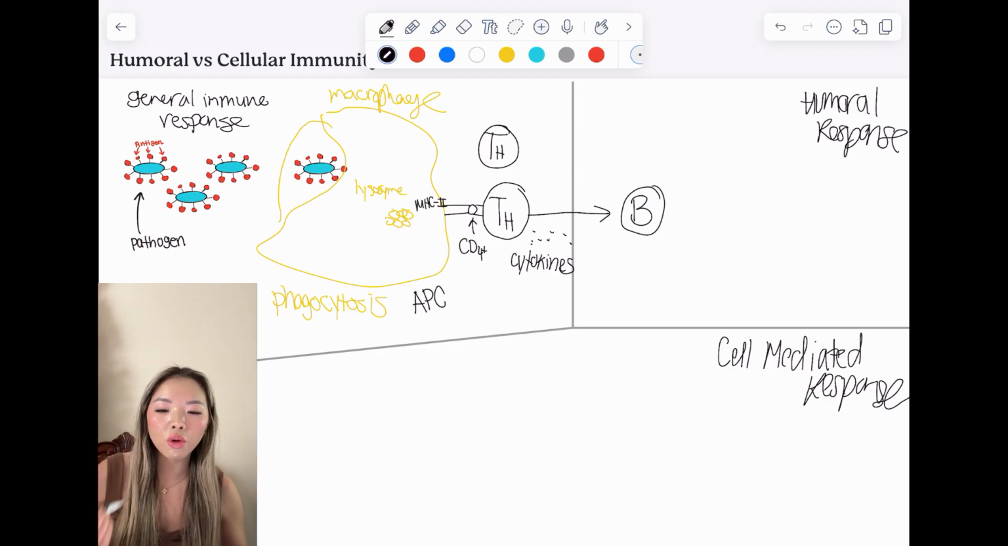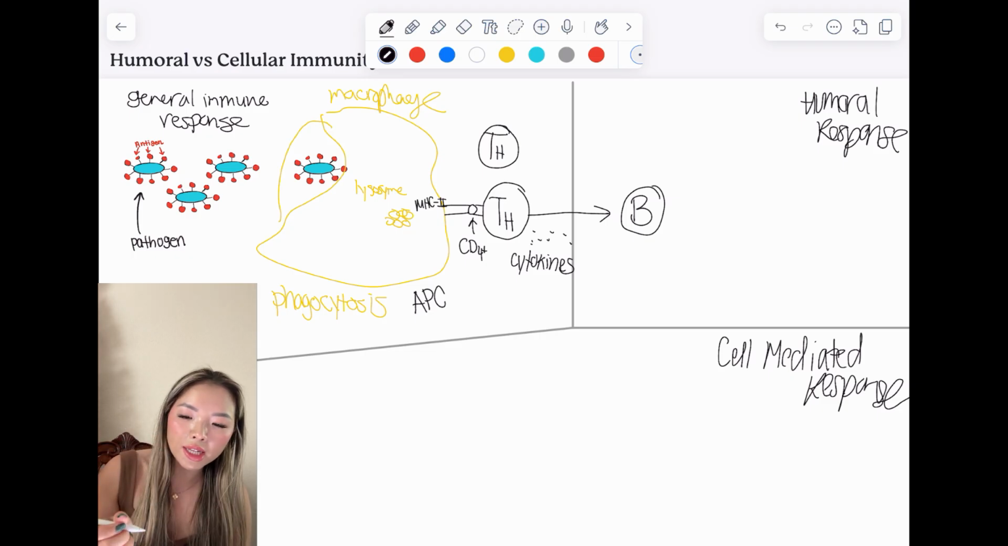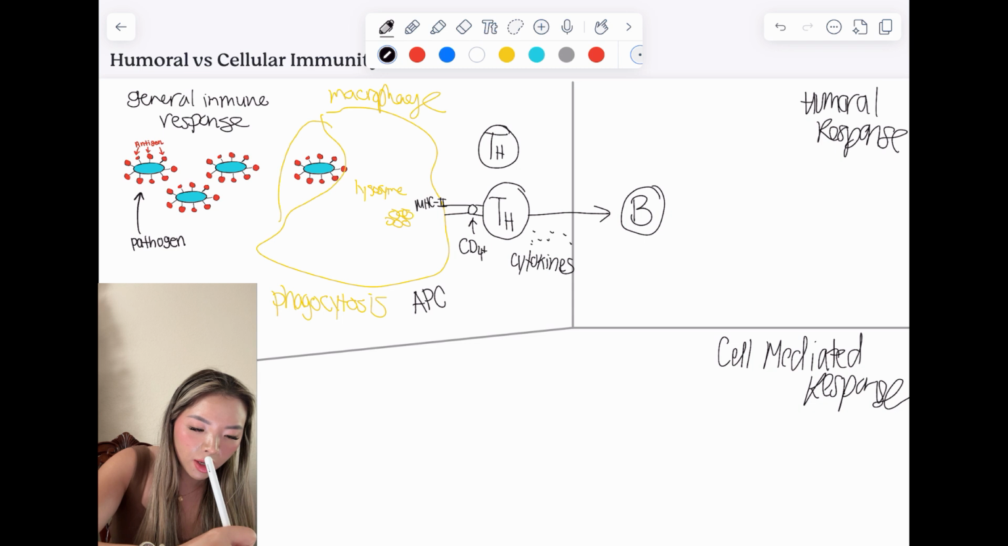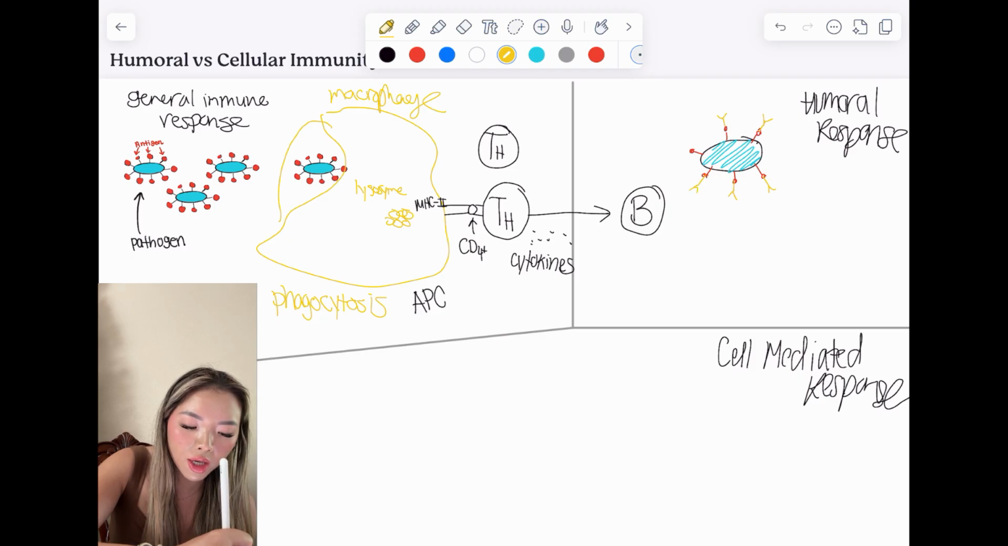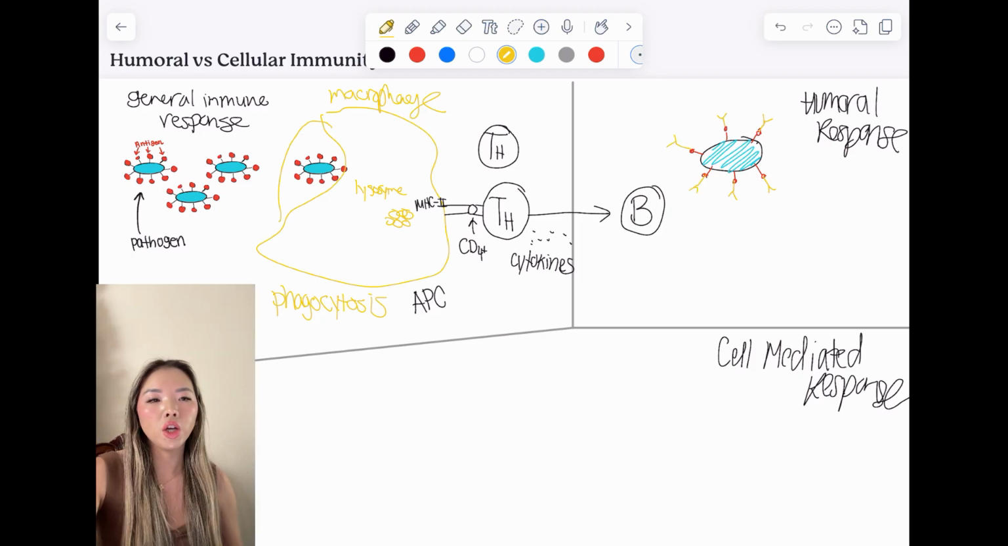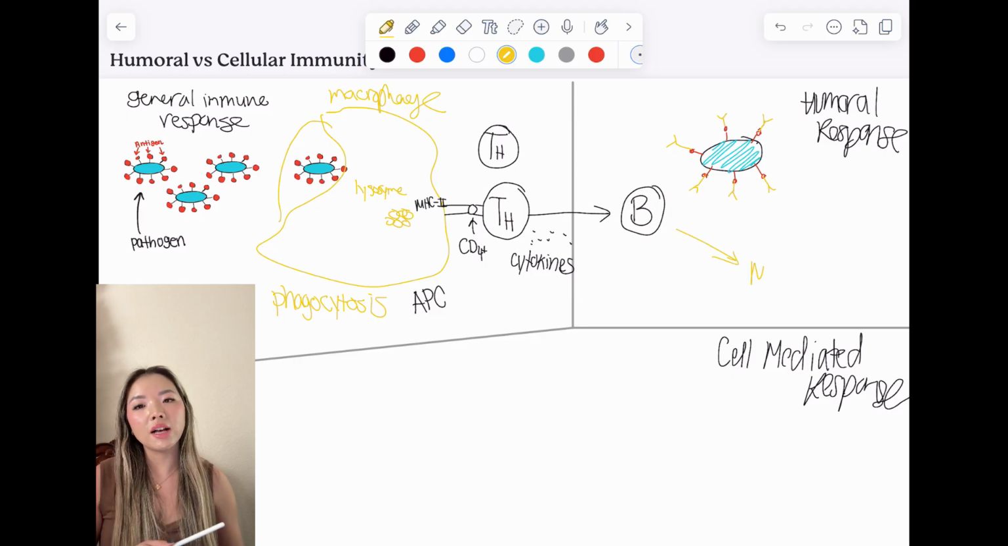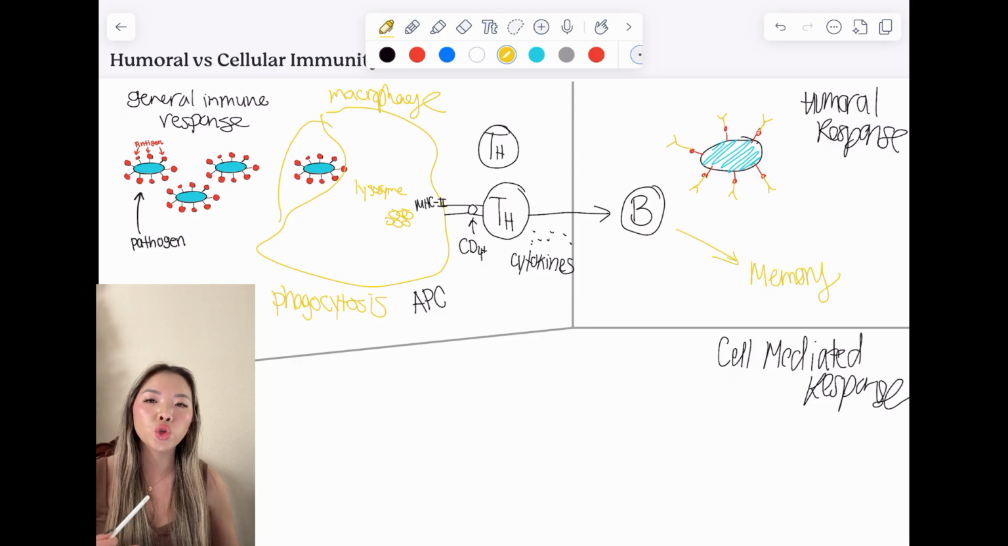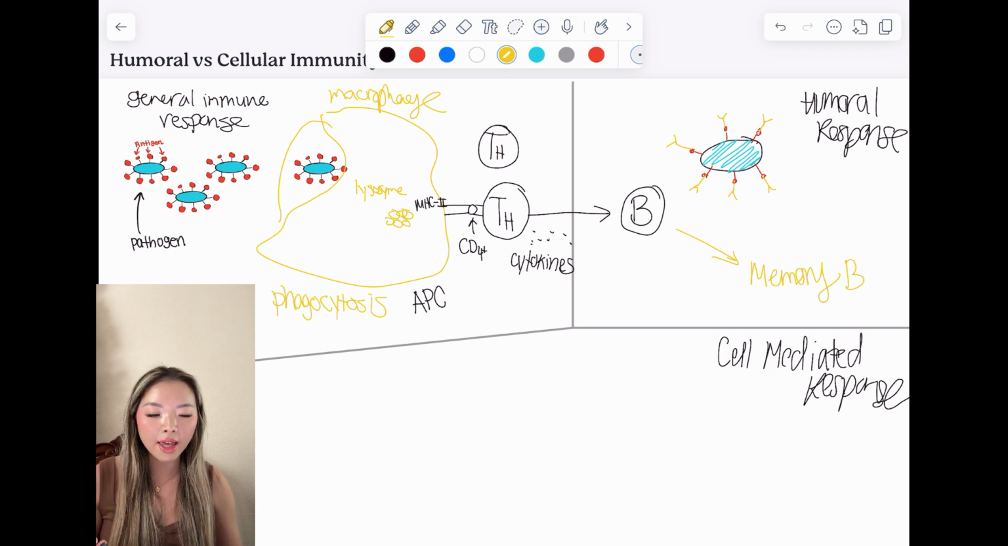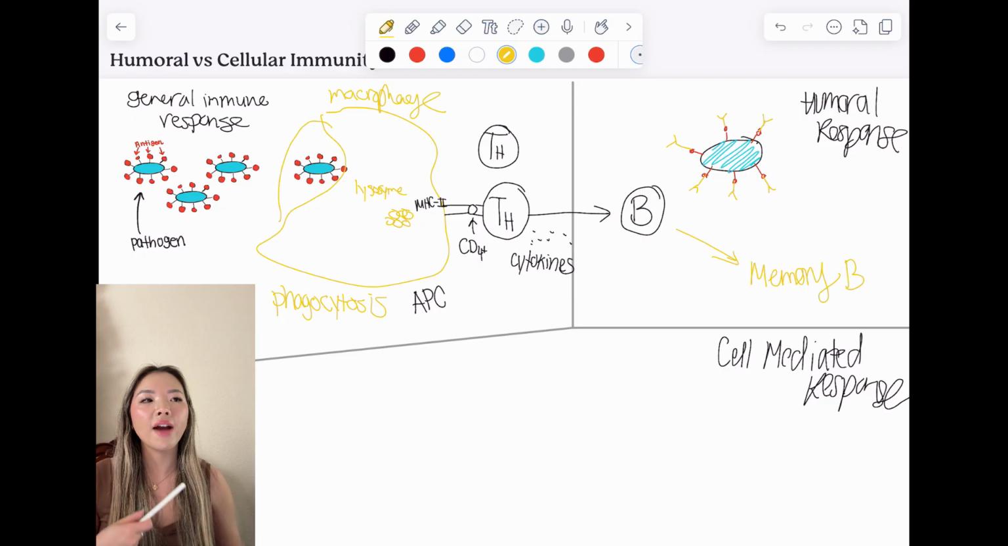And so the B cells will then recognize the antibodies that are attached to the pathogen. This is the pathogen. It's going to have the antibodies attached to it. And that's when they know that it's time to strike. So these B cells can turn into memory B cells, because if this virus or pathogen were to come into the bloodstream again, the body will recognize it and attack it and have a faster response.